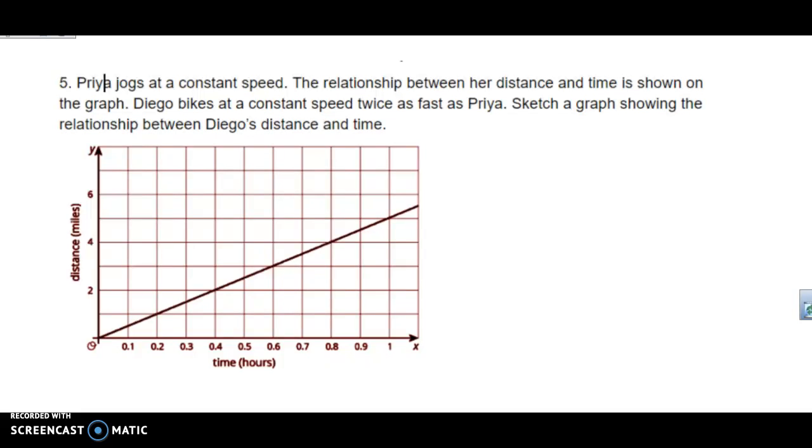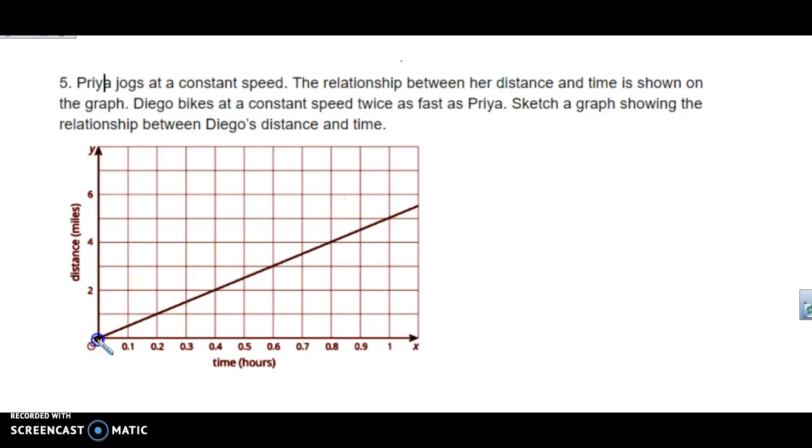So this is the second video looking at the Unit 3 study guide. Looking at this graph, it tells us that Pyra jogs at a constant speed and Diego bikes at a constant speed twice as fast. For us to be able to figure out how fast Diego bikes, we have to figure out how fast Pyra bikes. So to figure out Pyra, we have the line on the graph, and we need to be able to find the slope.